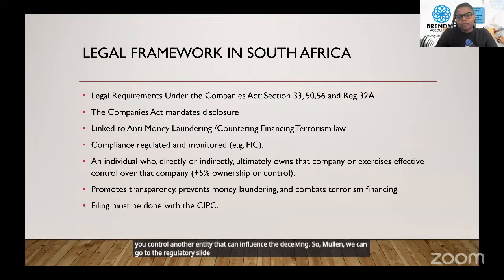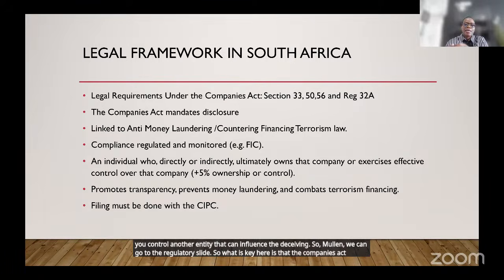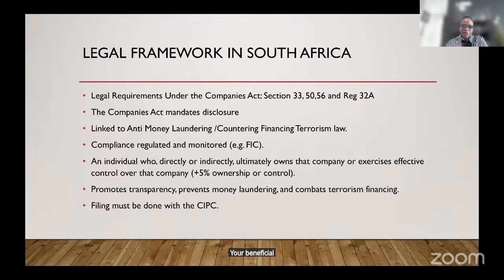What is key here is that the Companies Act has recently been amended to include this requirement. Remember, your financials are supposed to be submitted under Section 33, but the Act now says that once you do that, you also have to file your beneficial ownership registration, or details. That is regulated by Section 50, Section 56, and there's a specific regulation, 32A. It has other subsections because it also regulates which types of companies must file, and in which manner, the BOs.